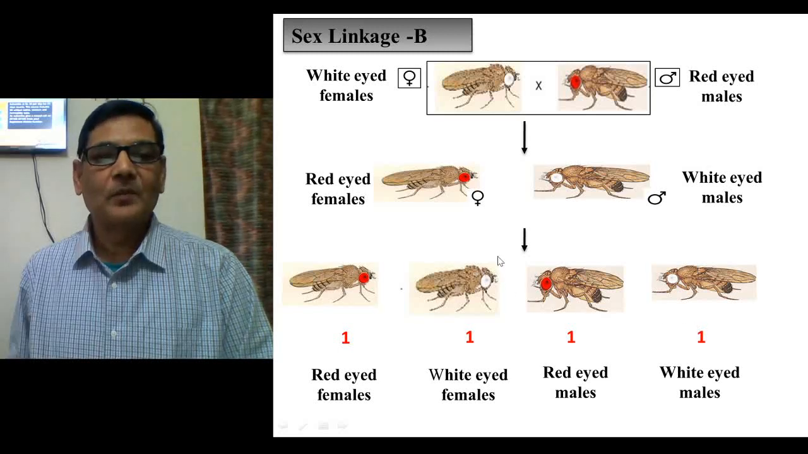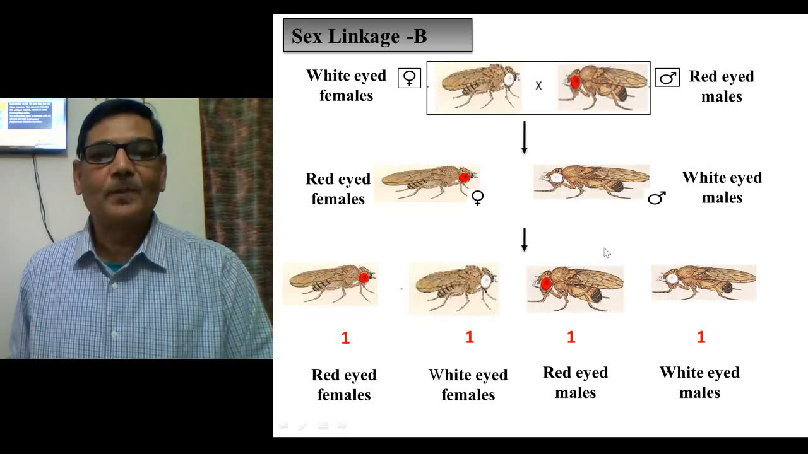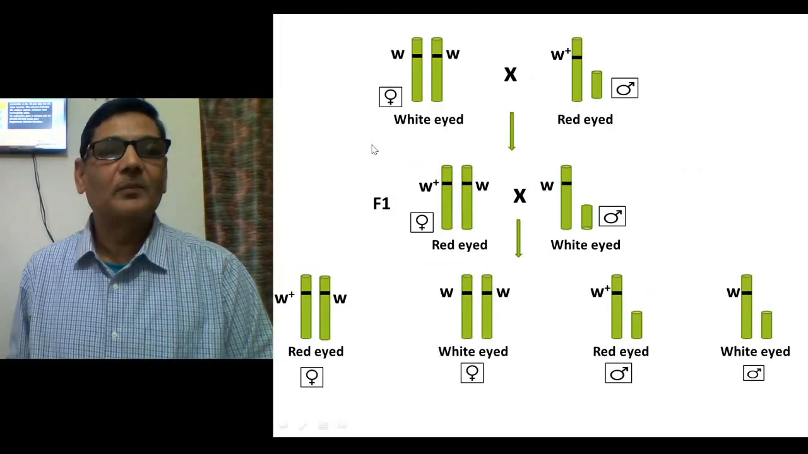1:1:1:1. That is, out of the entire number of flies observed, almost 50% will be female, 50% will be male, and of those 50% females, half will be red-eyed and half will have white eyes. Exactly the same situation will be there in the case of males also. So this aspect you can see in the next presentation.